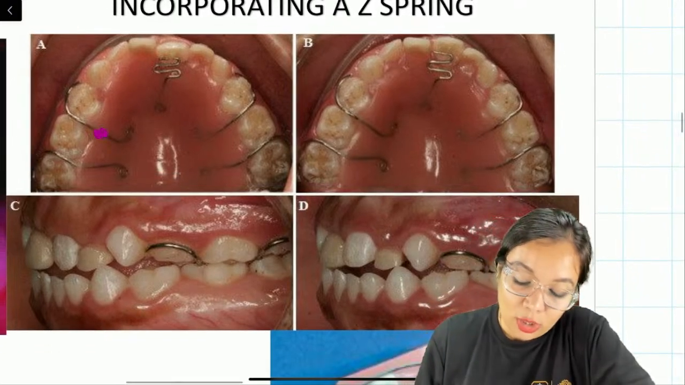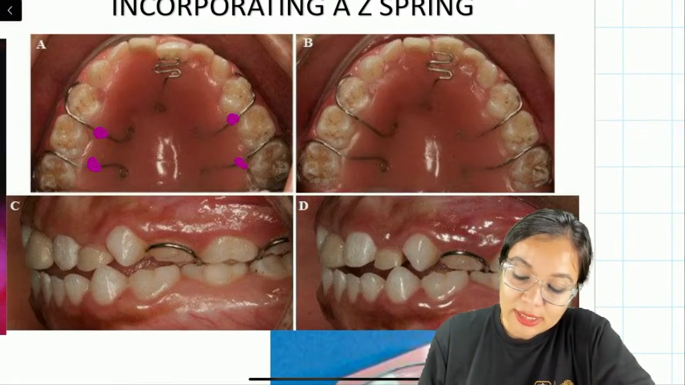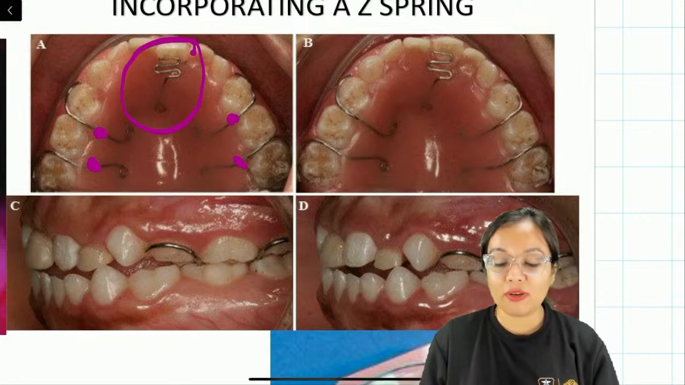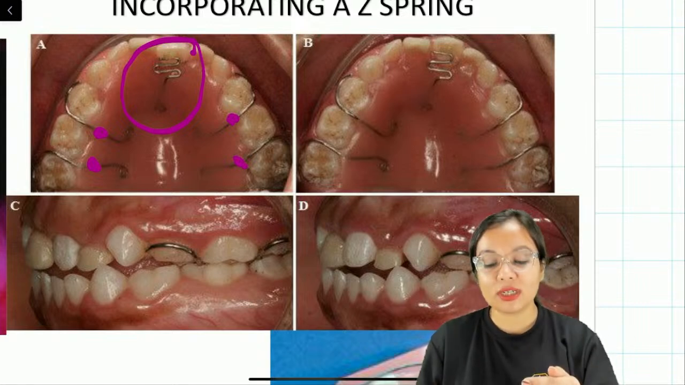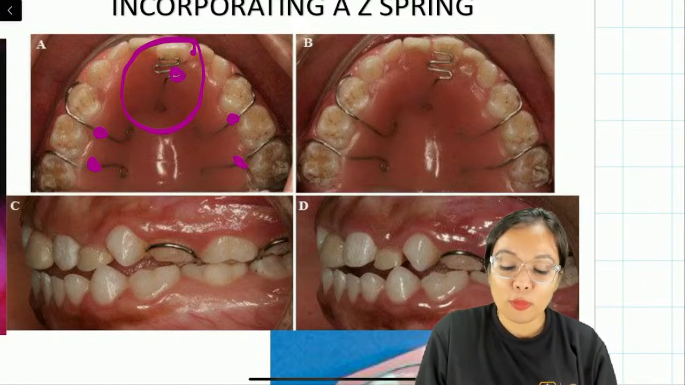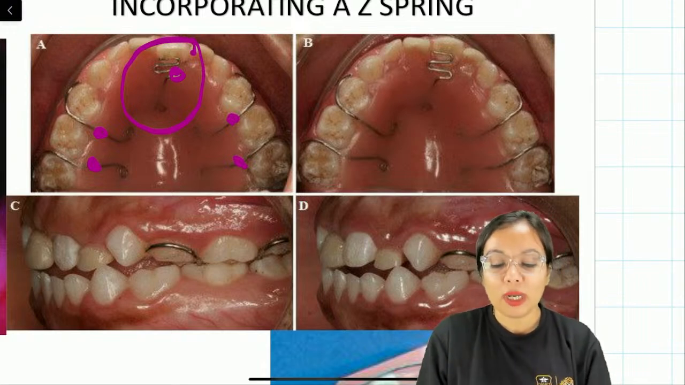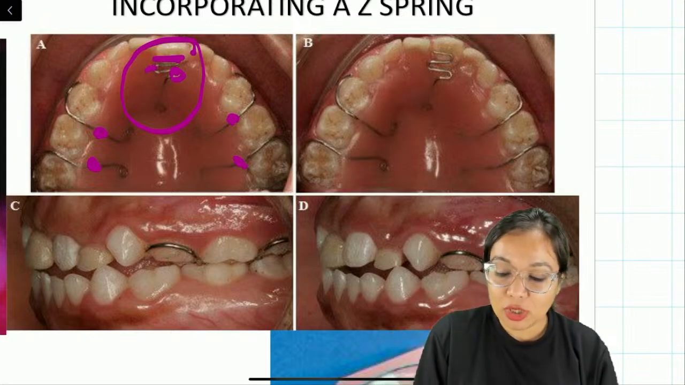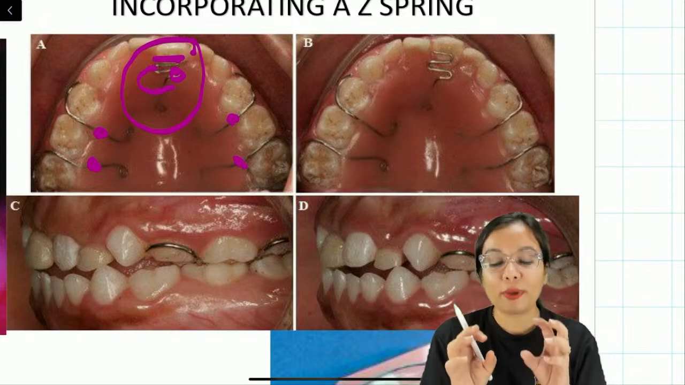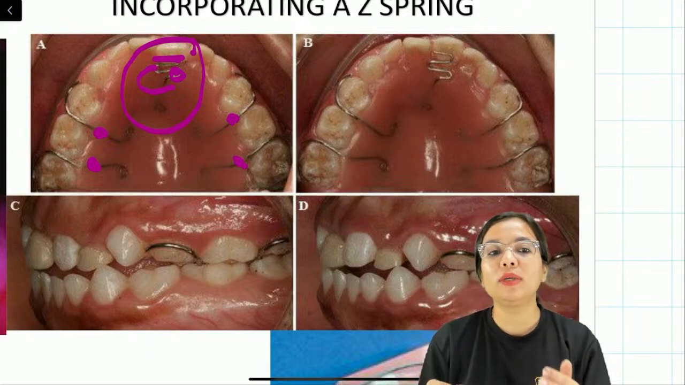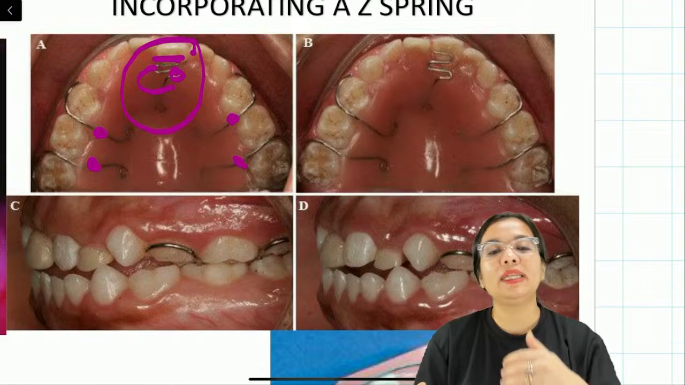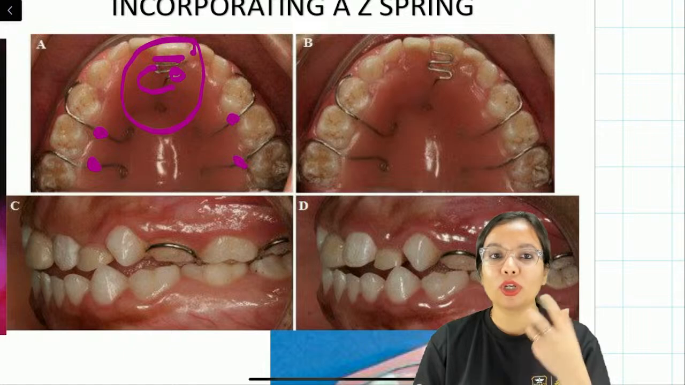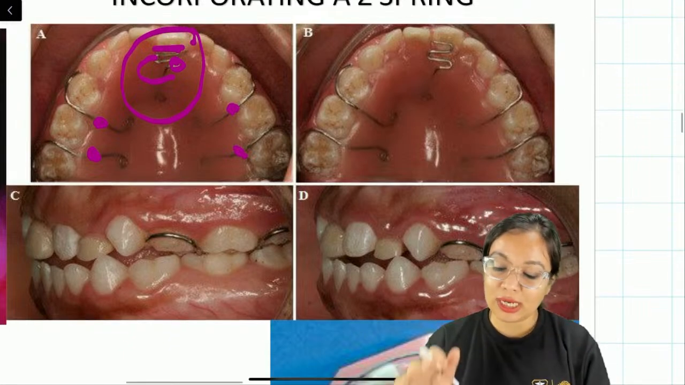These are the retentive arms, and this is the Z spring. The Z spring arm will rest on the lingual surface of the incisor, and there is a loop over here. When you activate the loop, this arm will push the incisor forwards, and this part of the acrylic will keep the bite open a little. Every time you call the patient, you activate the loop and increase the force that the arm applies on the tooth so that the tooth moves forward. So this is a corrected case.